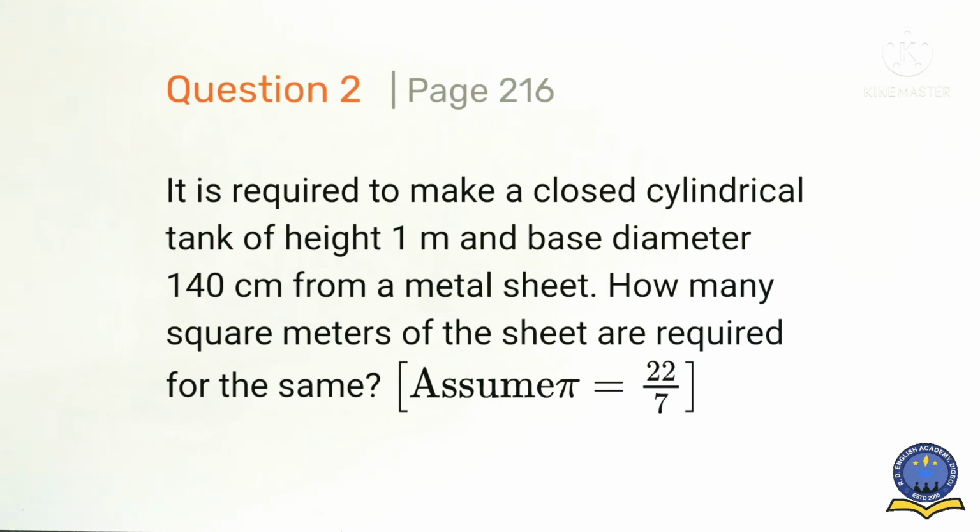In this case, the question is given as a closed cylindrical tank. That means the top and the bottom are closed. For that reason, we have to apply the total surface area formula. For this, the height is given as 1 meter, as well as the base diameter as 140 centimeter.